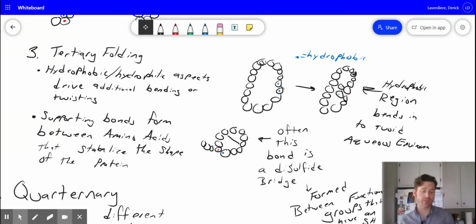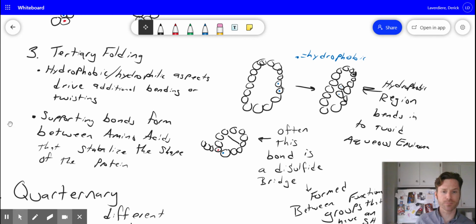Once the secondary folds have completed, we start to see the emergence of the tertiary folding. And so the protein already has its general shape. It looks pretty much like the way it's going to look when we get to this step. But there are some slight tweaks that can occur here. And so the major way in which these tweaks occur are through hydrophobic and hydrophilic interactions with the aqueous environment.